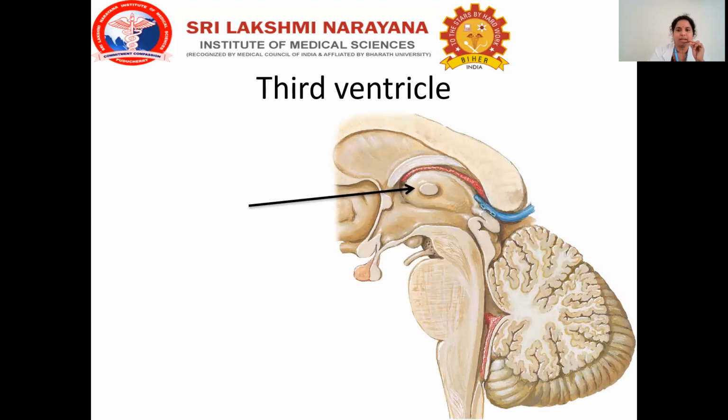Lateral wall is formed by thalamic nuclei above and the hypothalamic nuclei below. These two are separated by a faint sulcus called hypothalamic sulcus that extends from interventricular foramen of Monro to the aqueduct of Sylvius.